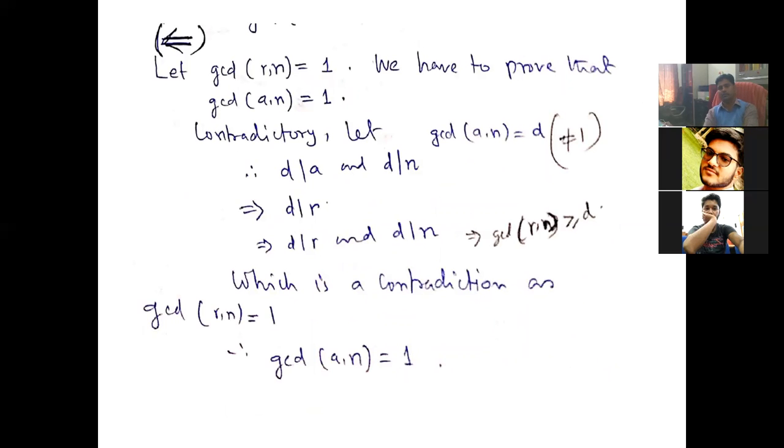Similarly, prove the second part, the converse. Let GCD of r and n equal to 1. We have to prove that GCD of a and n equal to 1. By contradiction, let GCD of a and n not equal to 1, say d, but d not equal to 1. So d divides a and d divides n implies d divides r. So therefore d divides r. r can be written as some combination of a and n. So this implies d divides r and d divides n, which is a contradiction as GCD of r and n equal to 1.